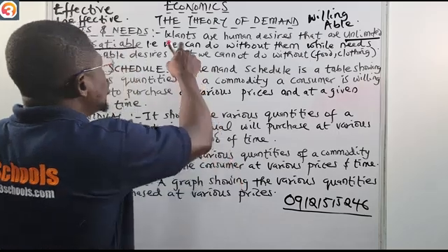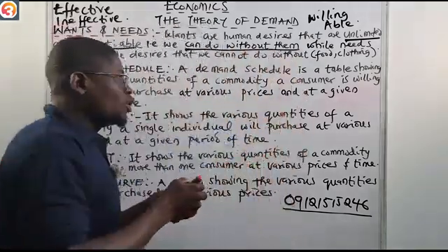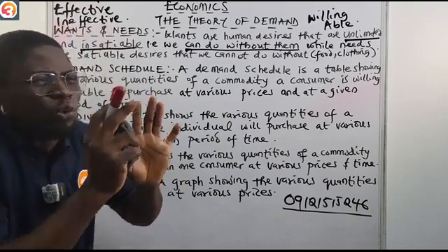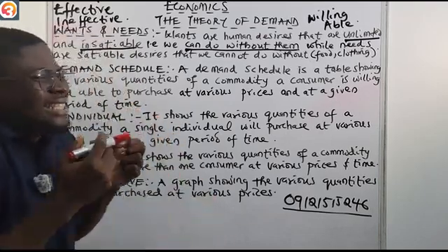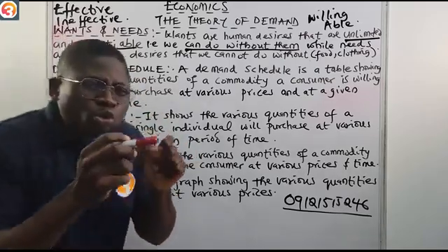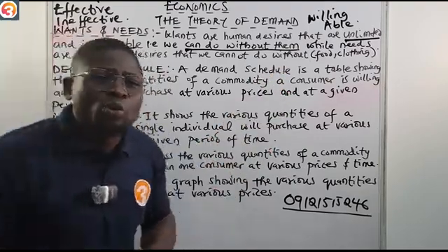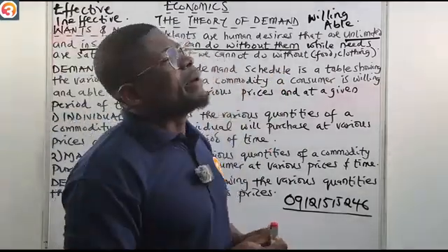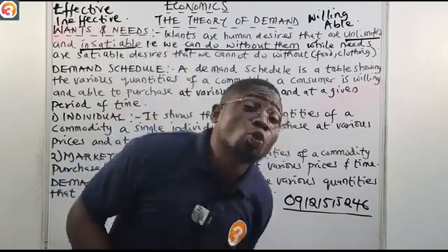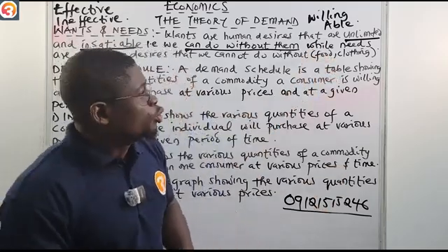So for wants, we say we can do without them. Why we say that for needs, we cannot do without needs is that they are satiable human desires that we cannot do without. An example is food. You cannot do without eating. Even if your pastor says fast one more time, hunger will catch you. So you cannot do without food.